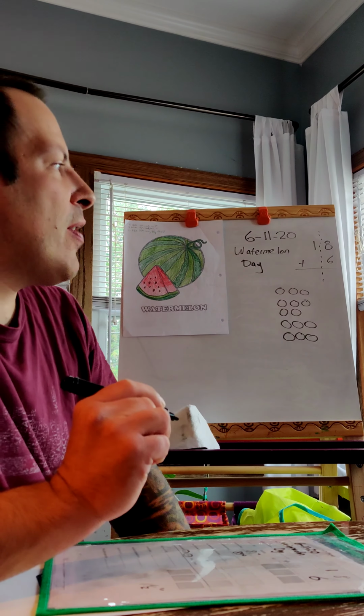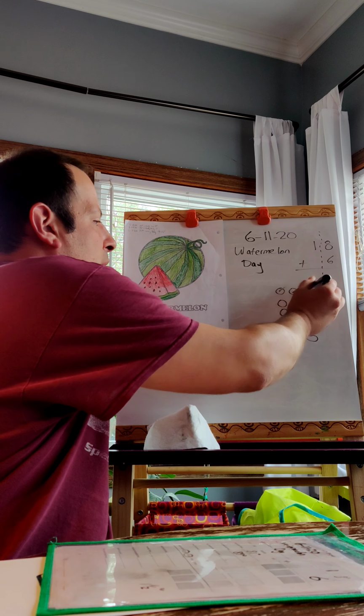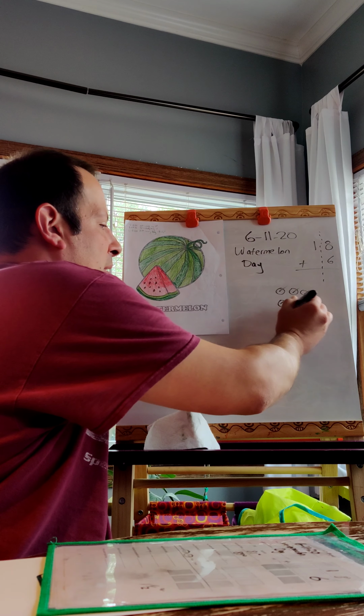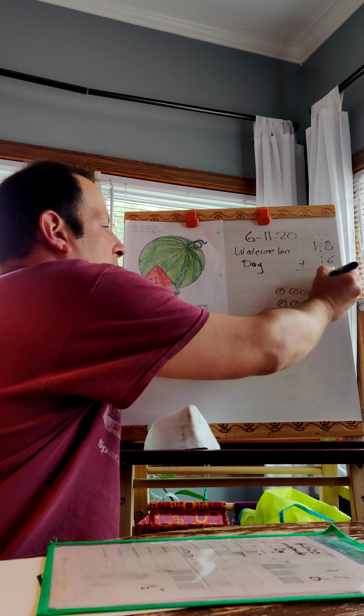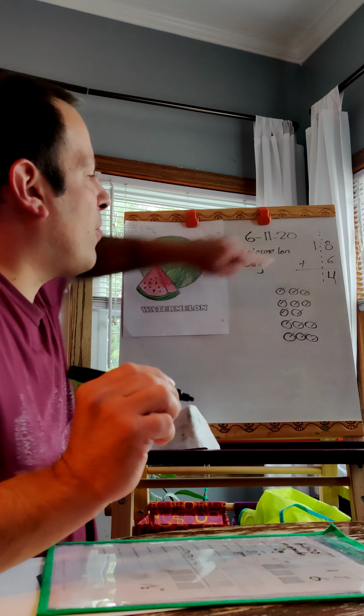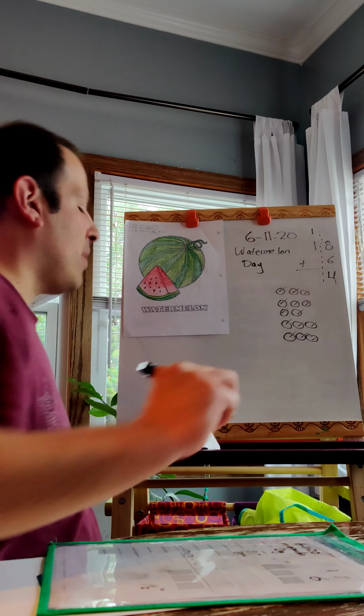1, 2, 3, 4, 5, 6. How many do I have altogether? 1, 2, 3, 4, 5, 6, 7, 8, 9, 10, 11, 12, 13, 14. I'm gonna put the 4 in my ones column, and in my 10 column, I'm gonna put a 1.